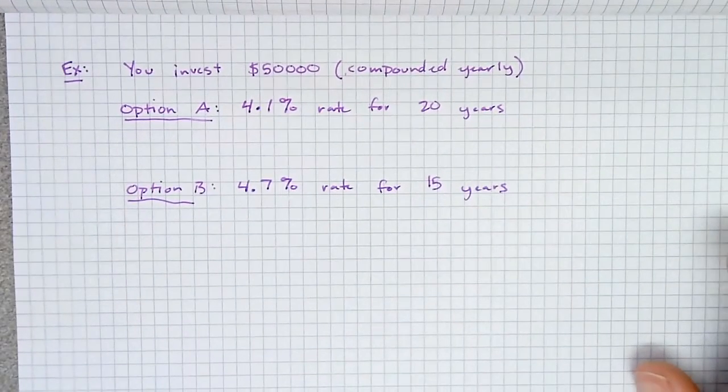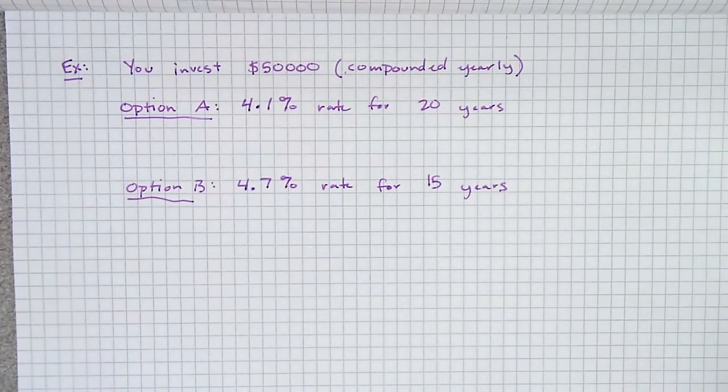All right, try these two different options. You got option A, option B. Option A says you have a 4.1% interest rate for 20 years. Option B, 4.7% for 15 years. Okay, find out how much money you'll have after those 20 and 15 years.